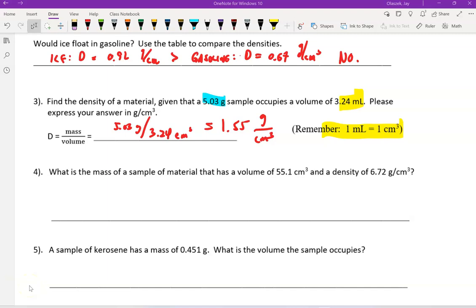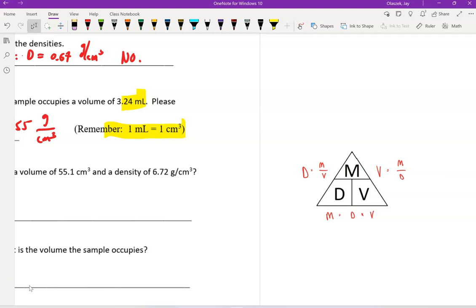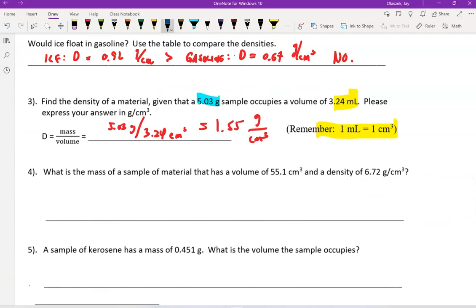This question is asking what is the mass of a sample of material that has a volume of 55.1 cubic centimeters and a density of 6.72 grams per cubic centimeter. Here is a useful tool. This is the device that we use to derive the equation that we want, and in this case it's asking us to find mass. So we're going to use this version. Mass is equal to density times volume.